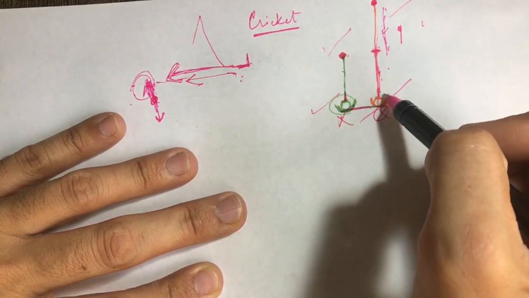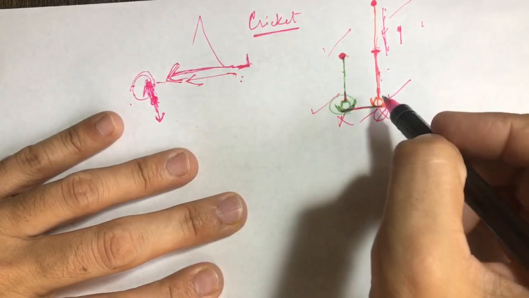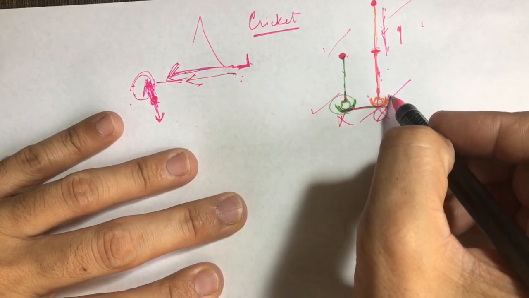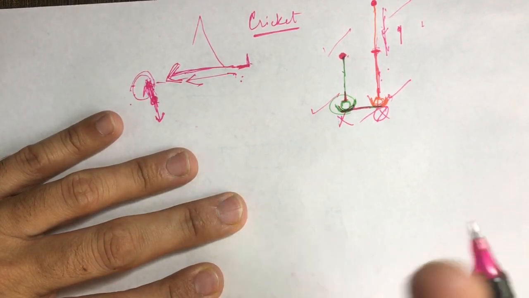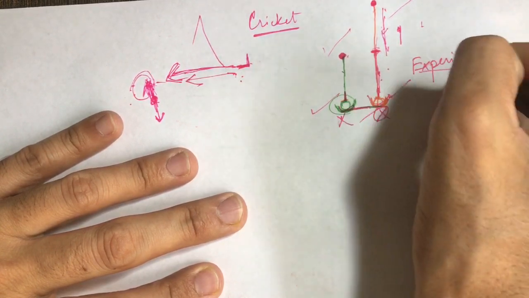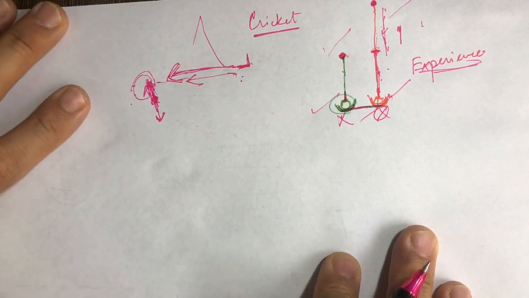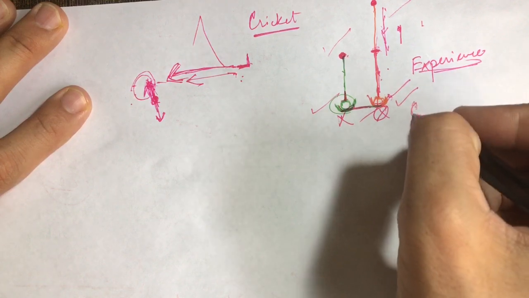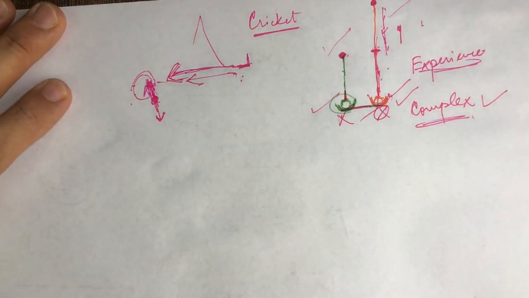So who has sent the signal, the sensory signal, to the brain to act accordingly? That was the visual. Not only the visual will be there, but with the experience. So all these things, the external environment, visual, auditory, visuospatial, experience, all will come into play and perform this complex movement. Okay, perform this complex movement.